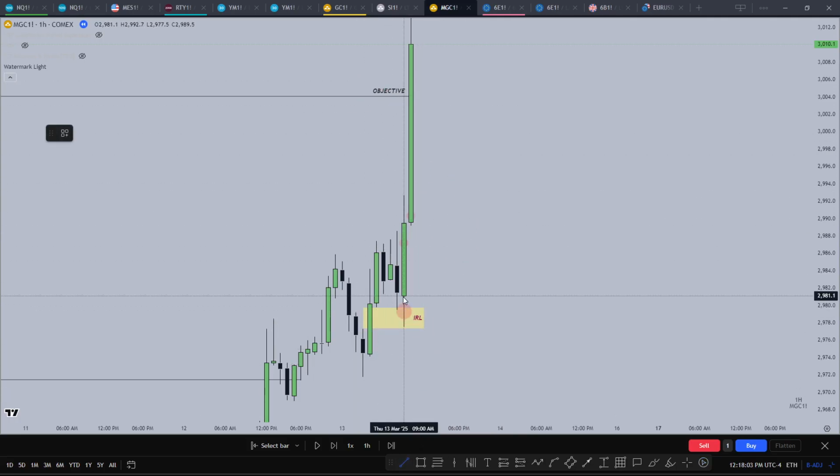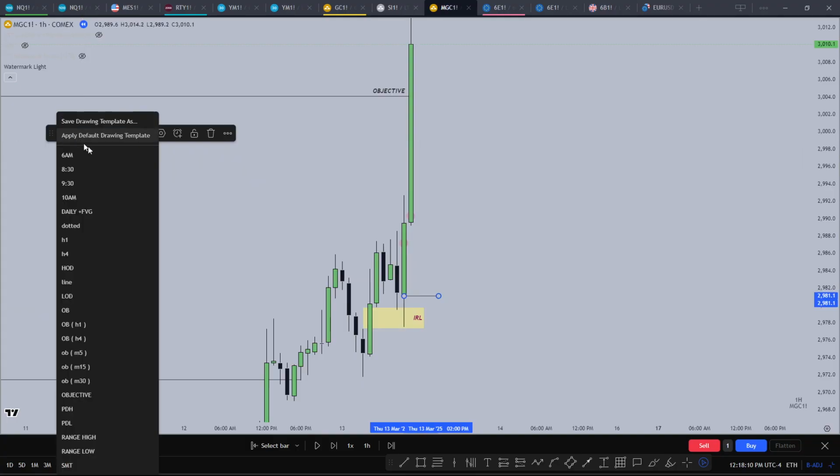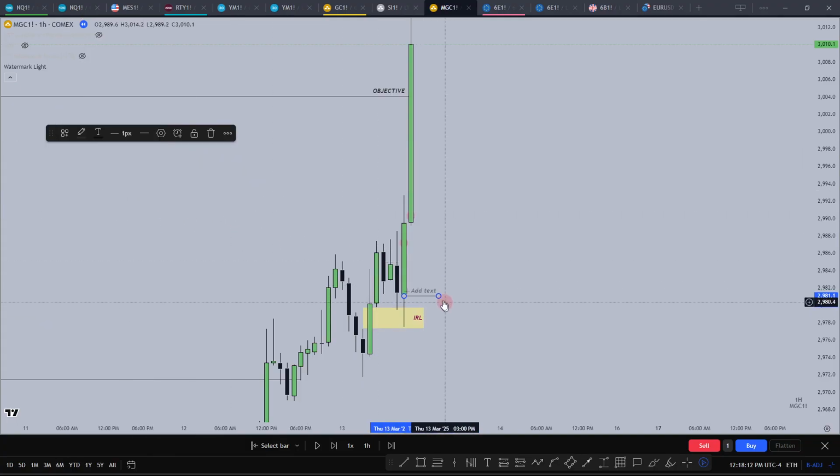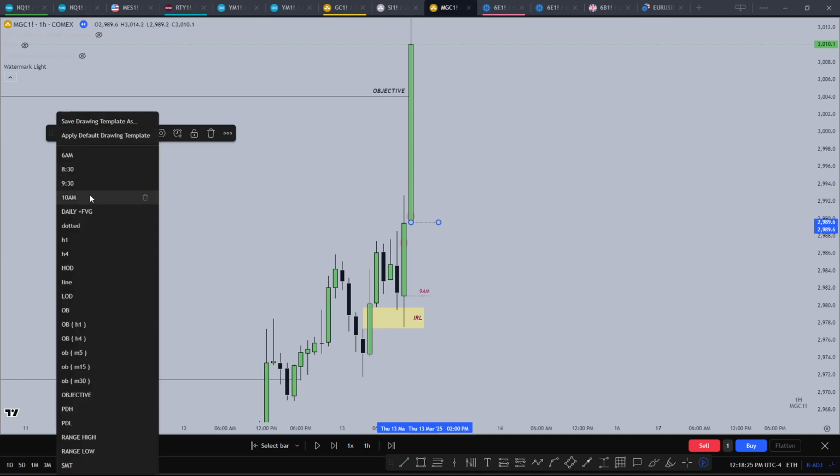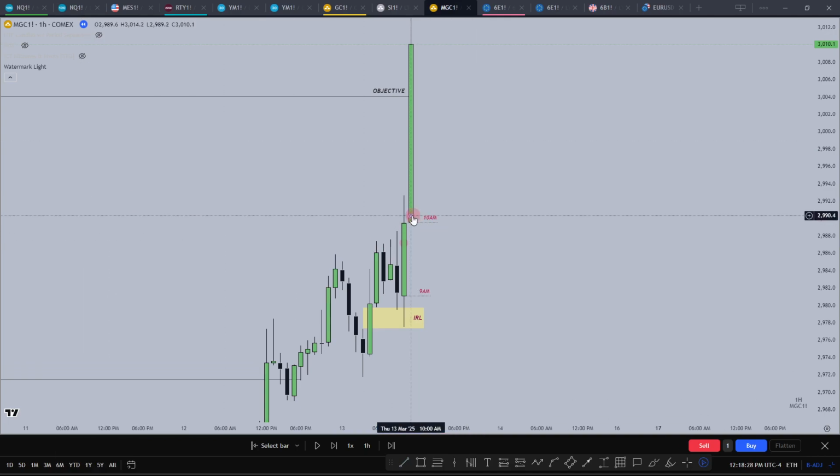Okay. Expectation on which time frame? Hourly. 9 a.m. and 10 a.m. Expectation on hourly of price expanding towards an objective. How would you frame that?